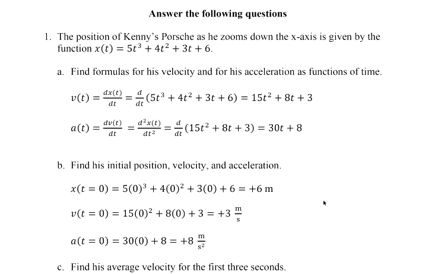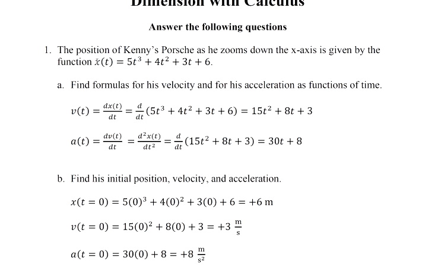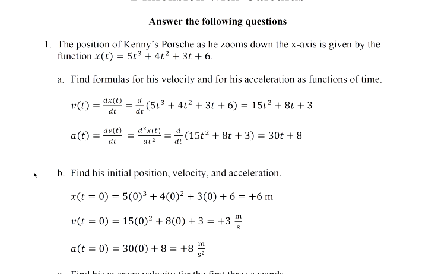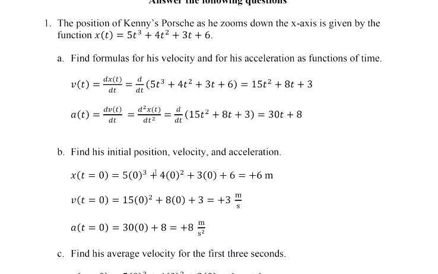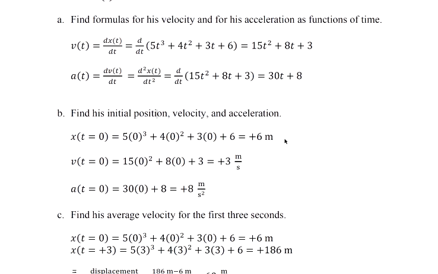Part B, find his initial position, velocity, and acceleration. So we have equations for his initial position, his initial velocity, and for his initial acceleration. Initial position means time t equals 0. So we have his initial position is 6, initial velocity is 3, initial acceleration is 8.